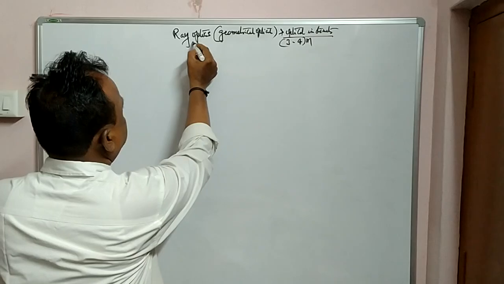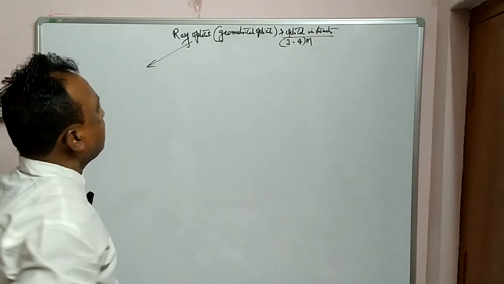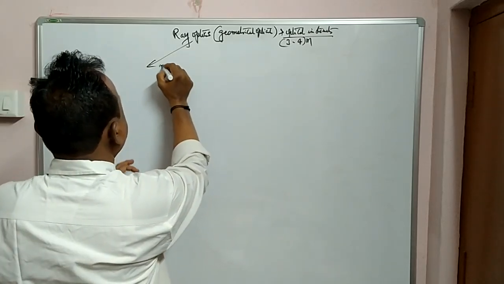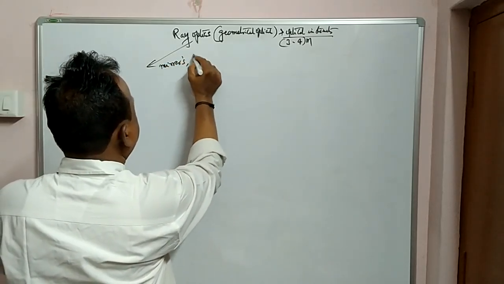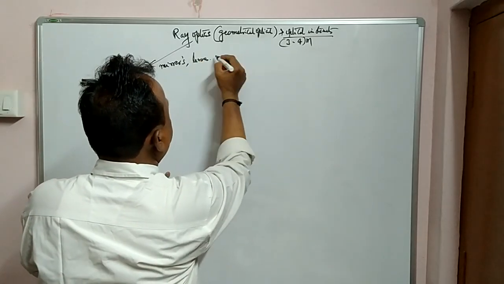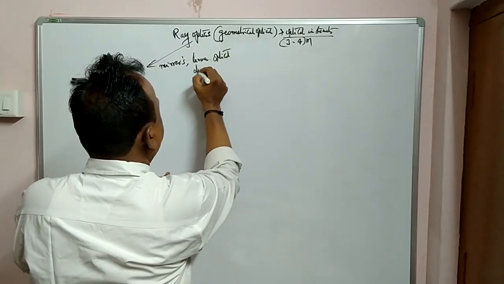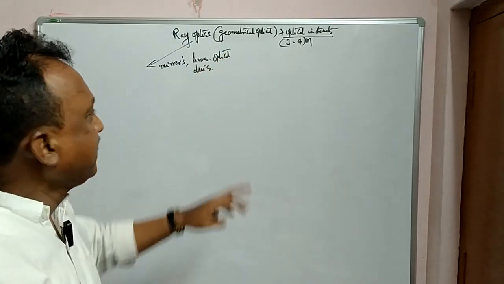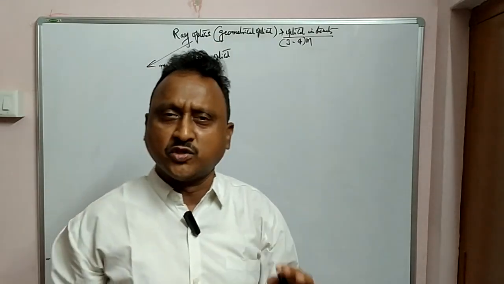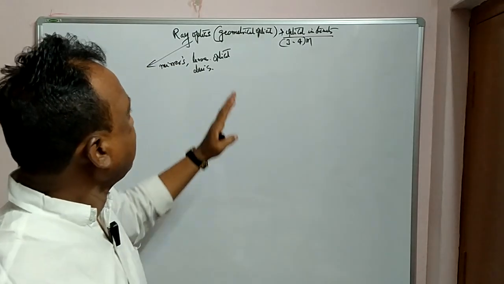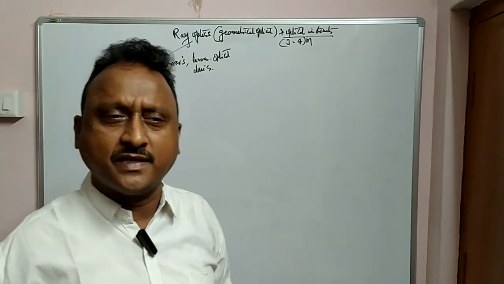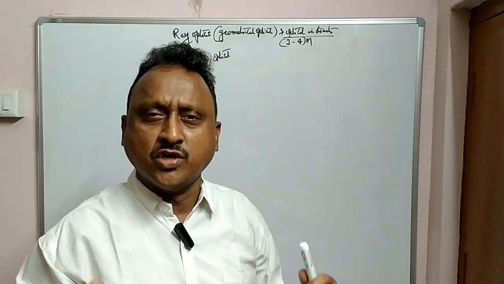In ray optics, as I told you just now, we will be studying geometry, that is mirrors, lenses and optical devices like microscope, telescope, etc. As I said, light is divided into two parts, ray optics and physical optics. The next topic is wave optics. Ray optics is also called geometrical optics.